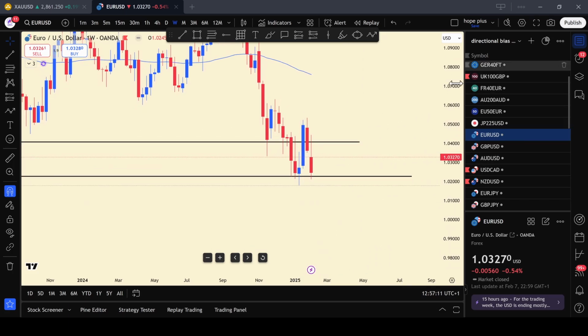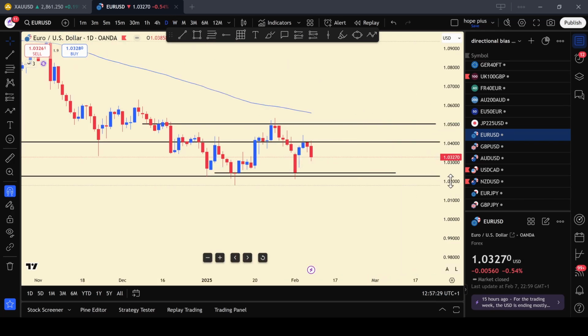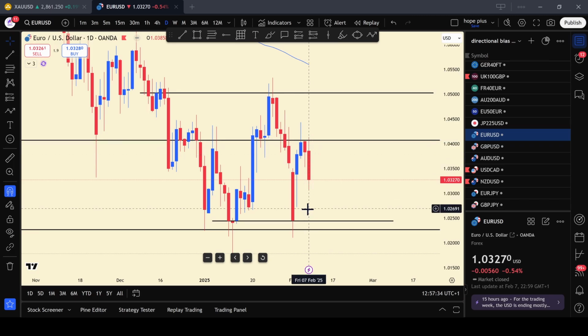On the weekly now, we rejected this area. Just like the DXY, we are in between this range and this range. But this is bearish. The weekly on Euro USD is very bearish. So we continue selling. If price opens straight back somewhere in here, we can sell. Why?